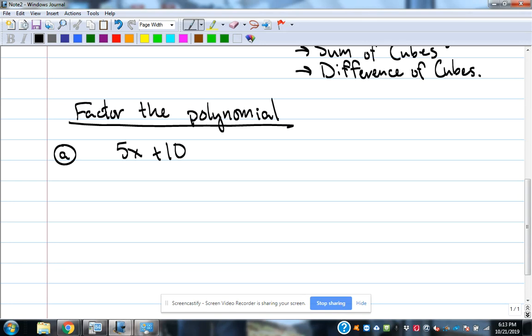Is it in descending order? Yeah, we got the x in the front, the number in the back. That's the way it needs to be. Now, the first thing that I look for is a greatest common factor. What number goes into 5x and 10? 5. So the GCF will come out to the front, and then we'll open up a set of parentheses. What times this GCF of 5 would get us 5x? Just an x, yeah. What times 5 would get me this 10 right here? 2. We factored that polynomial.